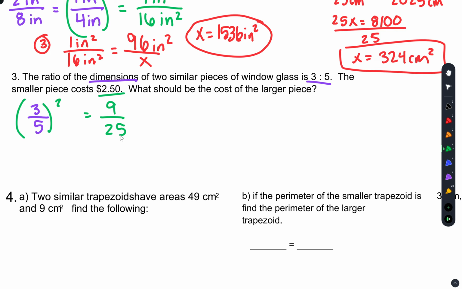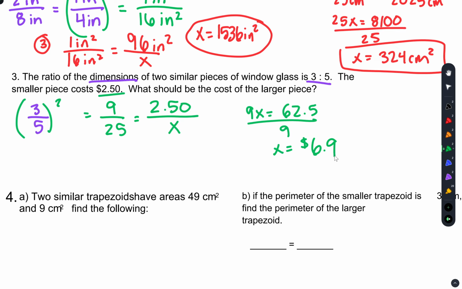Yes? Now, because I know that 250 is calculated based on the area of the smaller piece, I'm going to set 250 up into this proportion with the smaller piece being on top. That's it. That's all I got to do here. And then I'm going to cross multiply. This is 9x equals 2 times 250, which is 62.5 divided by 9. X is $6.94 because that cost is calculated based on whatever the area of the larger piece is.